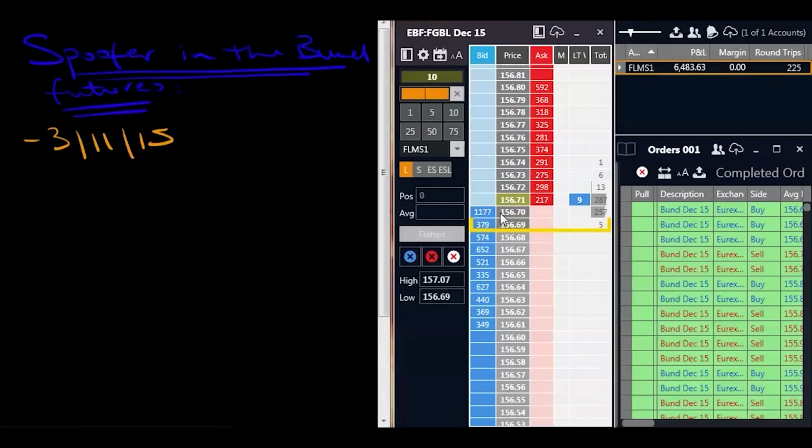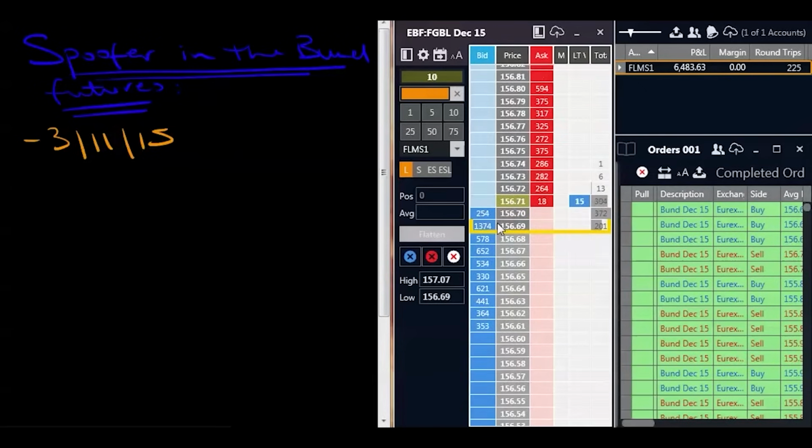We've got a big spoofer just came in there. He's moving between 156.70s and 69s. He's moved down to 68s here. Market's trading at the lows of the day. He's moved down to 67s, now back up to 68s. I think he's trying to see if he can spoof the market and push it upwards. So he's pushing it upwards.